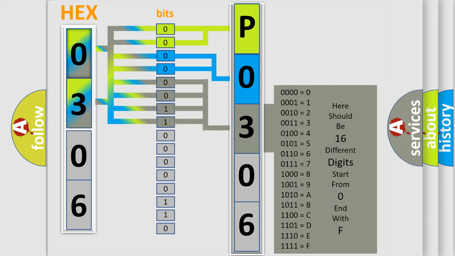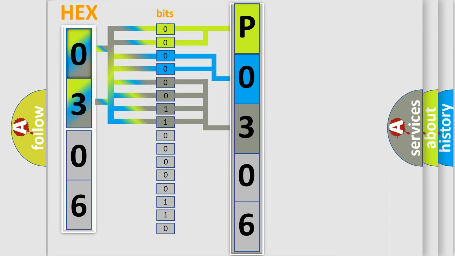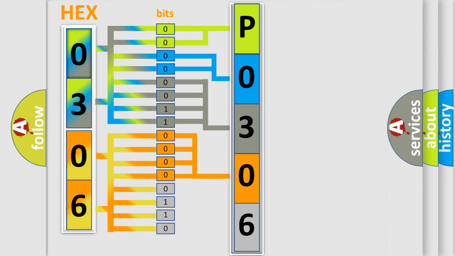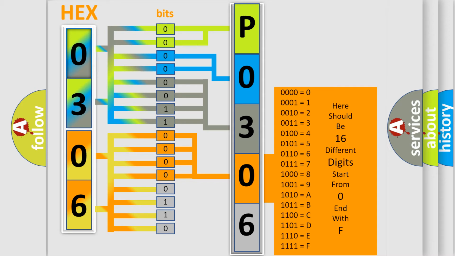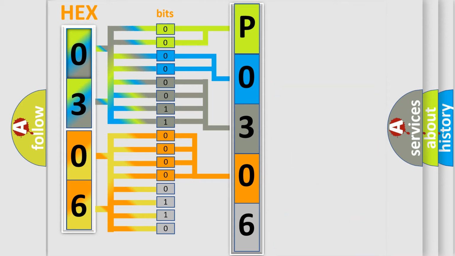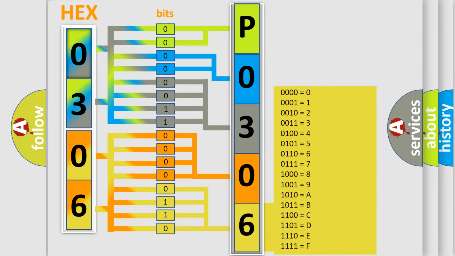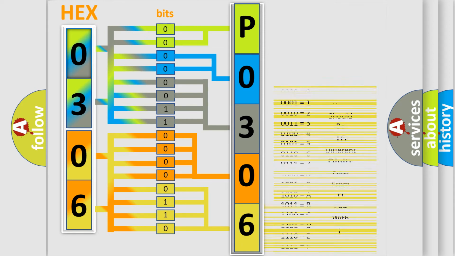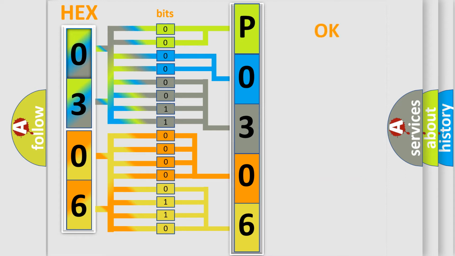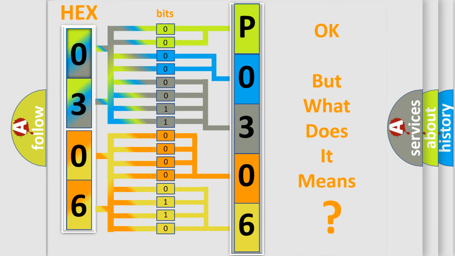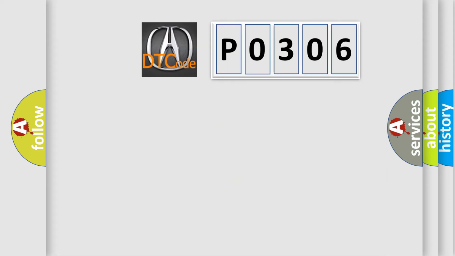The second byte is composed of a combination of 8 bits. The first 4 bits determine the fourth character of the code. And the combination of the last 4 bits defines the fifth character. A single byte conceals 256 possible combinations. We now know in what way the diagnostic tool translates the received information into a more comprehensible format. The number itself does not make sense to us if we cannot assign information to what it actually expresses. So, what does the Diagnostic Trouble Code P0306 interpret specifically for Acura car manufacturers?